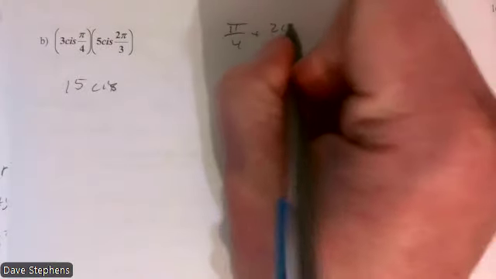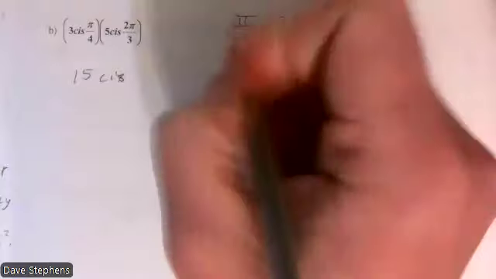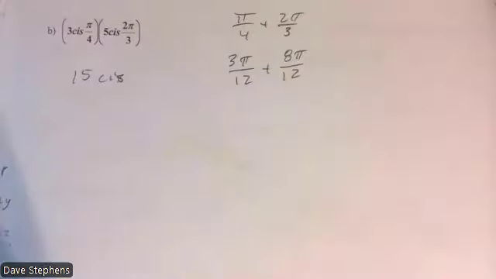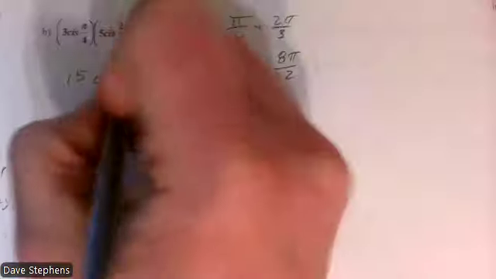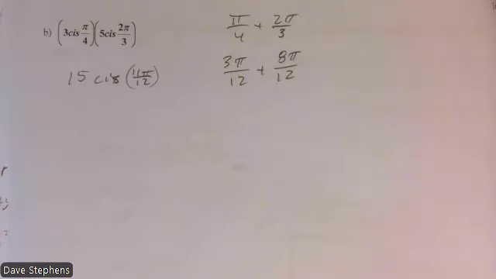All right, so here, 3 times 5 gives us 15 cis. Pi over 4 plus 2 pi over 3: something over 12 plus something over 12. I have to go times 3 there, so we'll end up with 3 pi over 12, and I have to go times 4 there, plus 8 pi over 12. Then we add our numerators: 3 pi over 12 plus 8 pi over 12 is a grand total of 11 pi over 12. All right, we're in good shape. Really good shape.